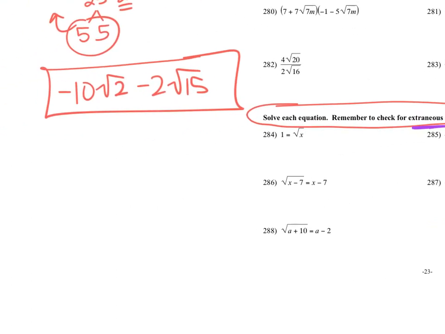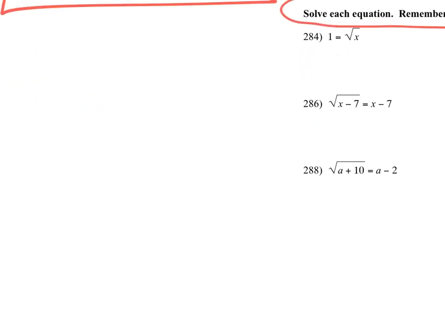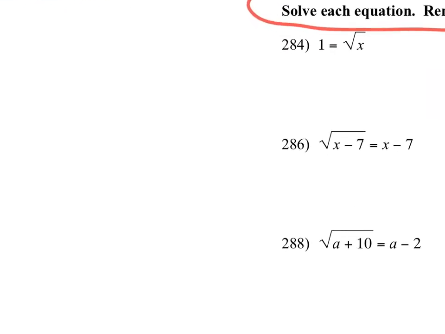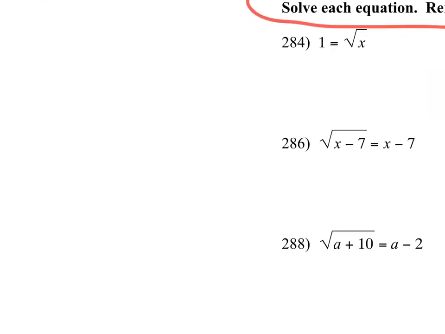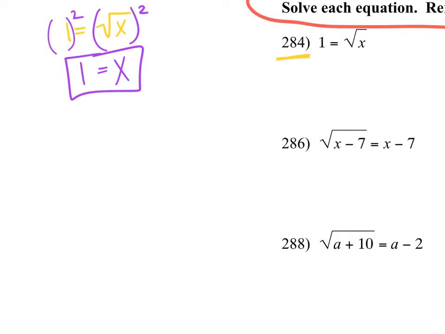So let's do the next couple problems. And I'm going to zoom in right here. So we'll do 284 first. So 1 equals square root of x. The opposite of square rooting is to square. So I'm going to square, so x equals 1. And that is my answer.